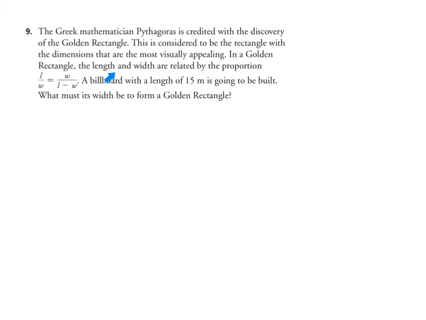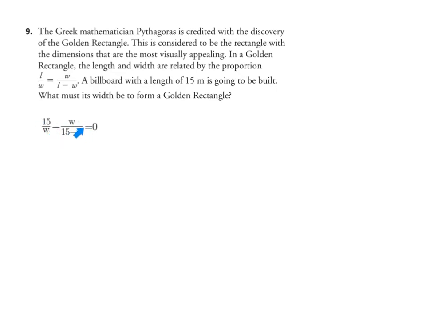In a golden rectangle, the length and width are related by this proportion. A billboard with a length of 15 meters is going to be built. All right, so we're going to replace the length with 15 meters there and there. What must its width be to form a golden rectangle? All right, we just have to solve for W. All right, you guys have learned me now.